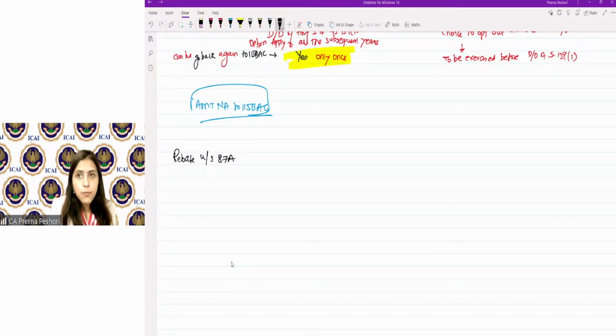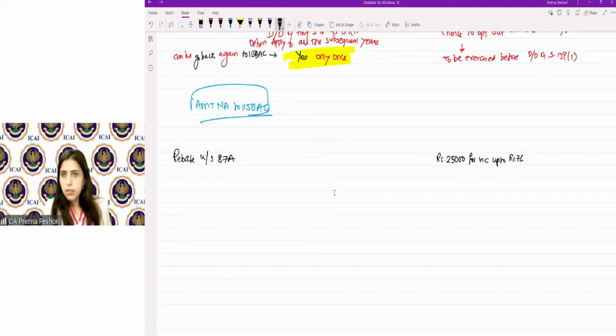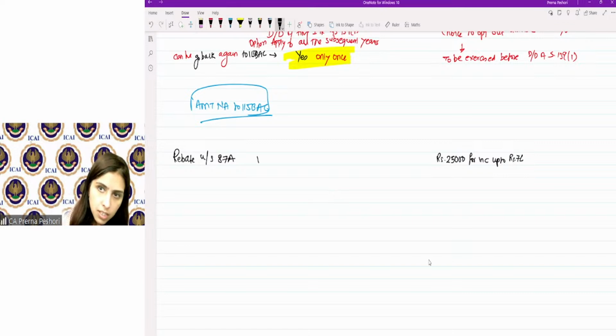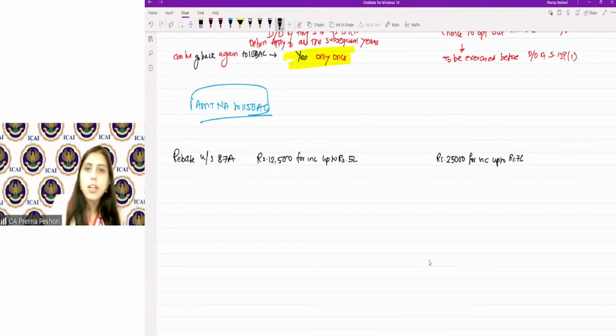The rebate under 115 BAC is, if the income does not exceed 7 lakh, the rebate is rupees 25,000 for income up to rupees 7 lakh. The rebate will be 25,000 or whatever tax amount is there up to rupees 7 lakh income. For the normal provision, the rebate is rupees 12,500 for income up to rupees 5 lakh. So that is my rebate under 87A. But rebate under 87A is allowed in both the new as well as the old scheme.